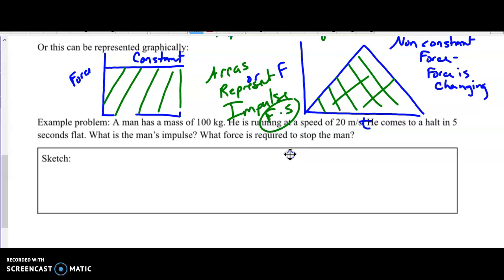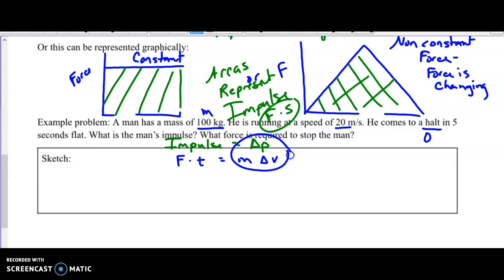Okay, so we should know that impulse equals the change in momentum. And our equation is force times time equals mass times change in V. Let's look what we have. This is mass, right? This is his running speed at 20, and he comes to a halt. Isn't he going to be going 0 here? And he does it in 5 seconds. We want to know, what is his impulse? Well, we know his change in momentum is equal to his impulse.